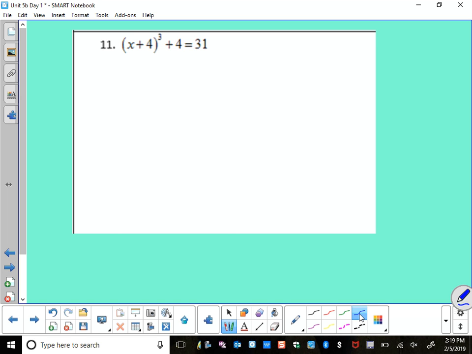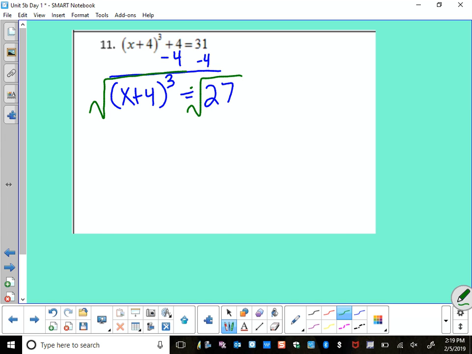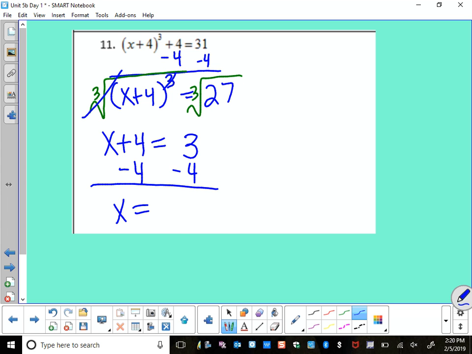Alright, number 11, I subtracted 4 from each side. So that left me with x plus 4 to the power of 3 is equal to 27. I took the cube root, because that's what I had there. My power of 3 and my cube root cancel out, so I'm left with x plus 4 is equal to 3. Why is it not plus or minus? Because it's an odd root. Because this root is odd, I don't need plus or minus. So now I'm just solving minus 4, minus 4. So x is equal to -1.